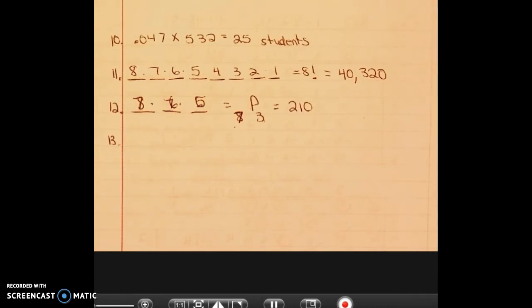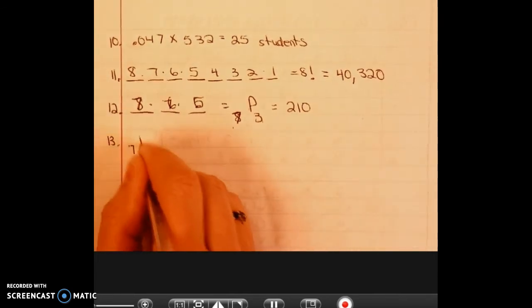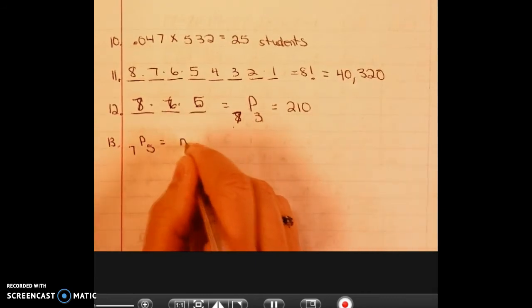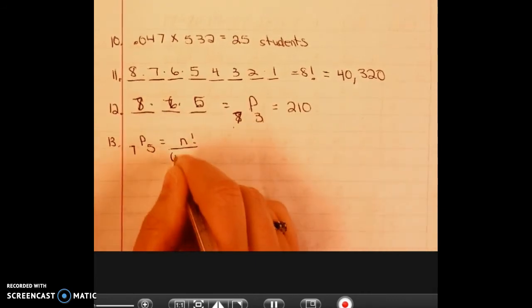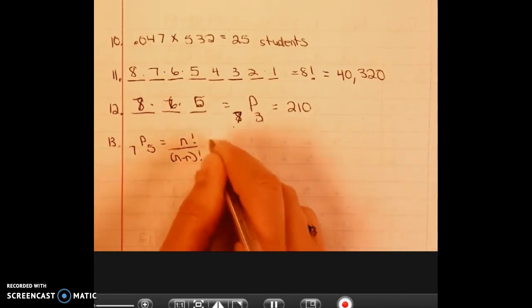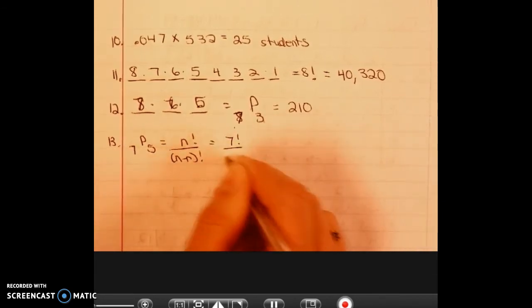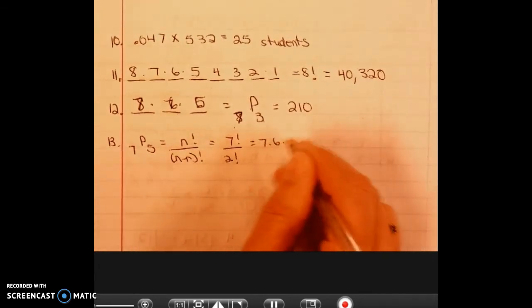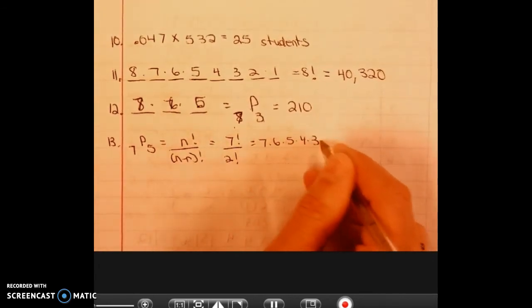13. How many 5-letter permutations can be made from the letters in the word cabinet? So again, I have 7P5. I'm just going to emphasize that formula. Remember, your formula would be n factorial over n minus r factorial. That's 7 factorial over 2 factorial. 7, 6, 5, 4, 3, 2.